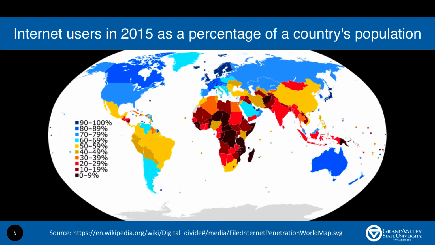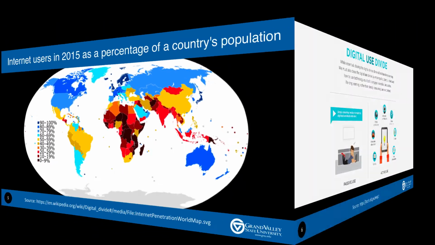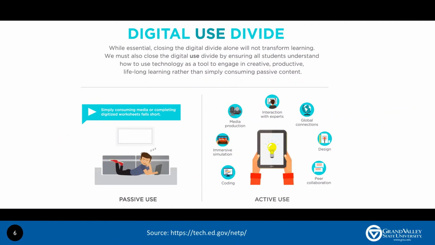But when we think about equitable access, especially related to technology, we need to go beyond our traditional notions of the digital divide to instead the digital use divide. Because just closing the digital divide alone will not transform learning. We must also close the digital use divide by ensuring all students understand how to use technology as a tool to engage in creative, productive, lifelong learning rather than simply consuming passive content.